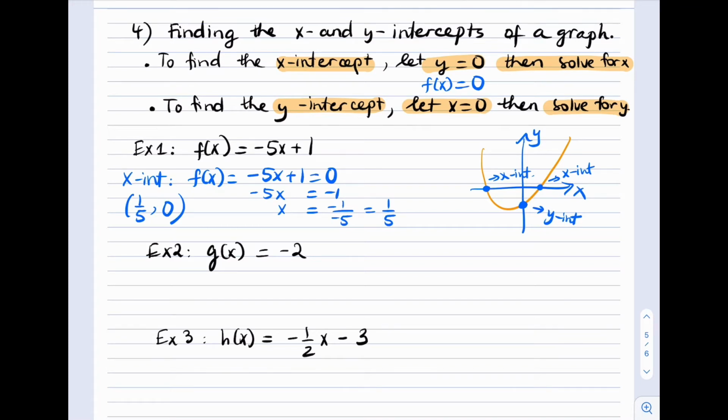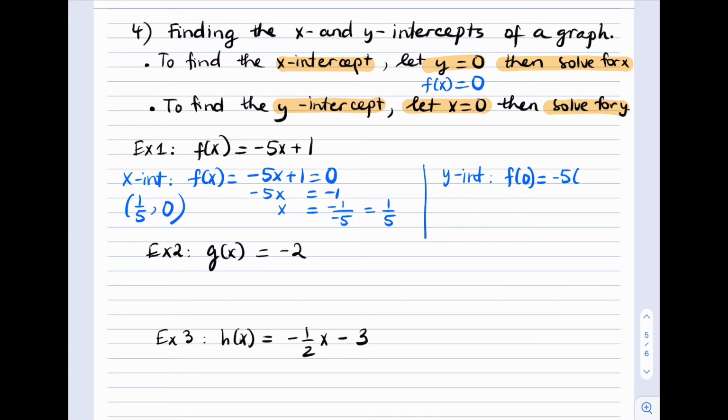Okay, and then the second example here, we have g of x is equal to negative 2. Oh, wait, back up a little bit. We're going to find the y-intercept first. So let me erase this graph. So to find the y-intercept, okay, this time we're going to let x be 0. So we're looking at f of 0. See, x is 0. So you plug 0 in for x.